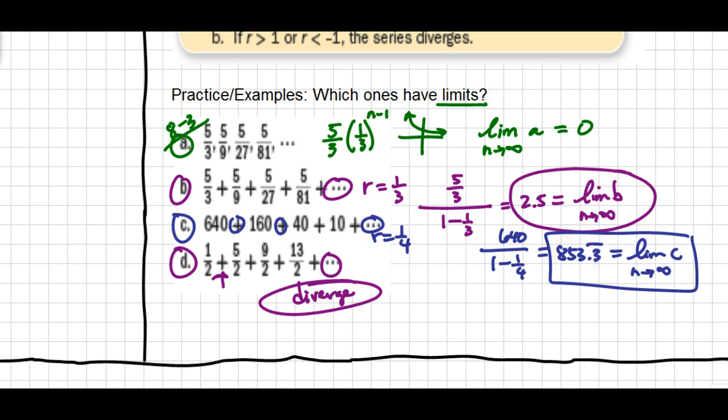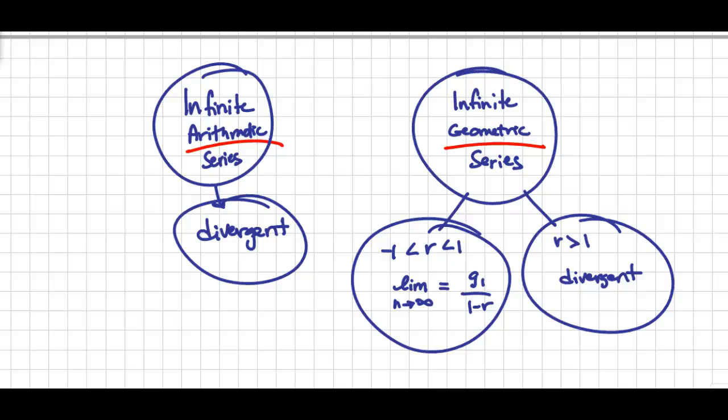To illustrate that in summary, when you have an infinite arithmetic series, it will diverge. If you have an infinite geometric series, you want to look at the value of r. If r is greater than 1 or less than -1, it will be divergent. Only the infinite geometric series with an r value in between -1 and 1 will have a limit, and the limit is calculated as g sub 1 over 1 minus r.